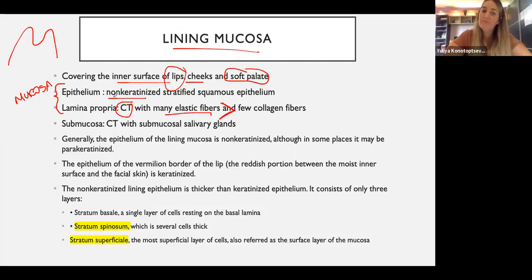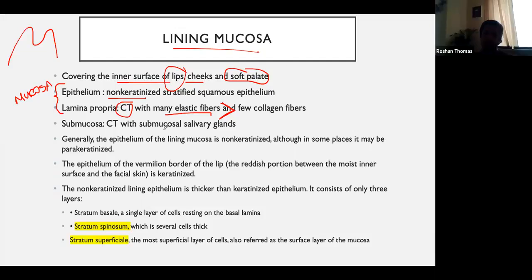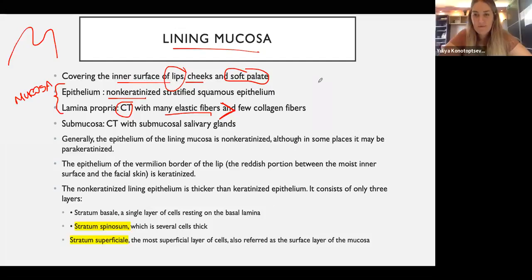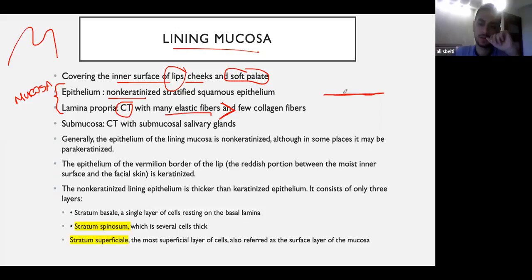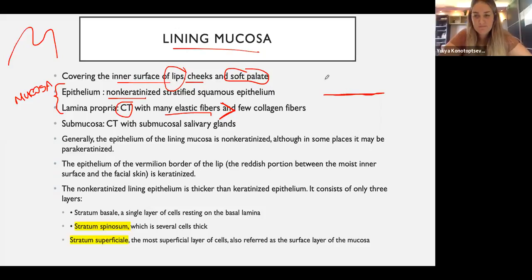Could you remind me? Non-keratinized, stratified squamous epithelium. Which layers does it have? How many layers does it have? Three. How do we call them? Stratum granulosum. The most bottom layer, how do we call it? Stratum basale. On the top of it?